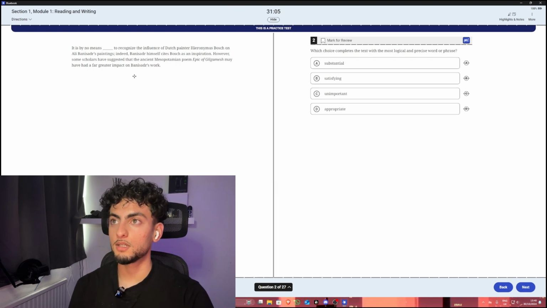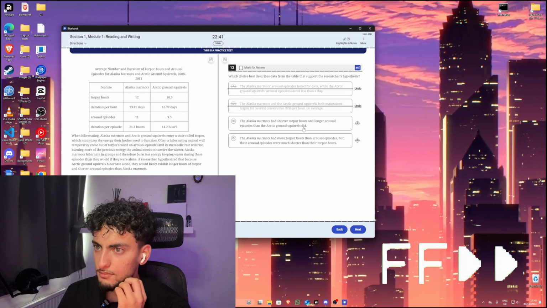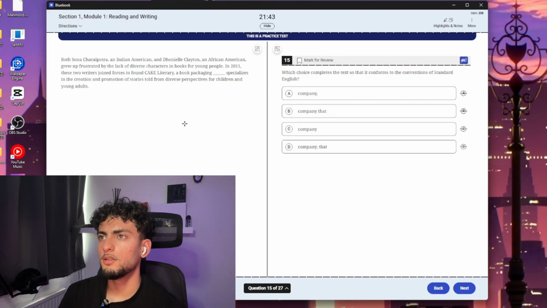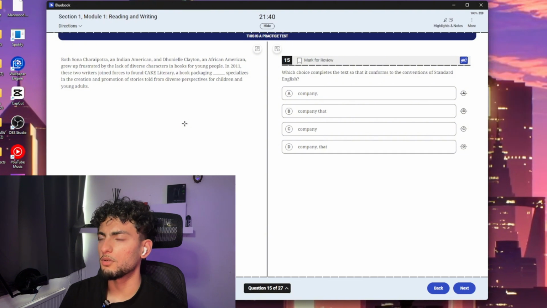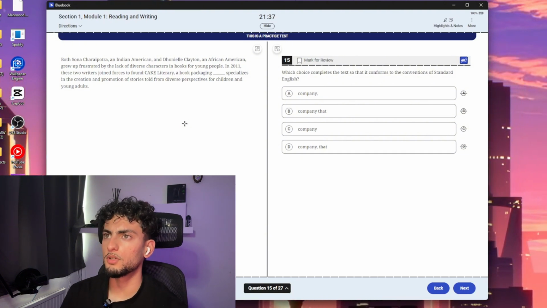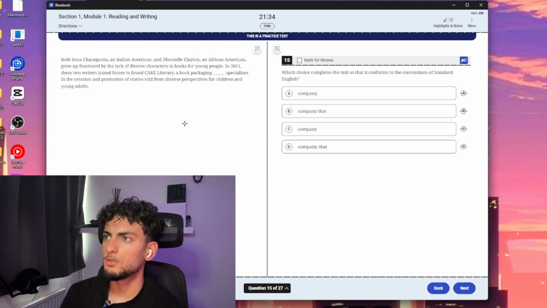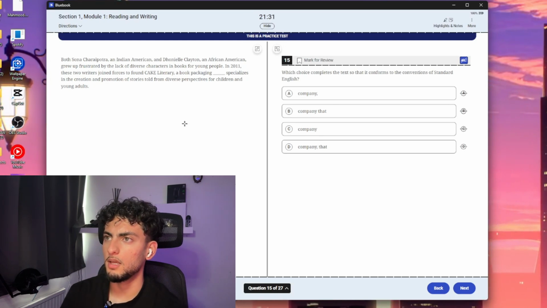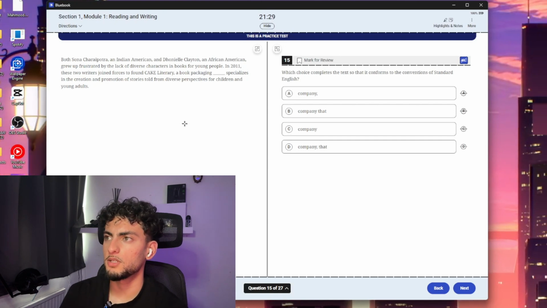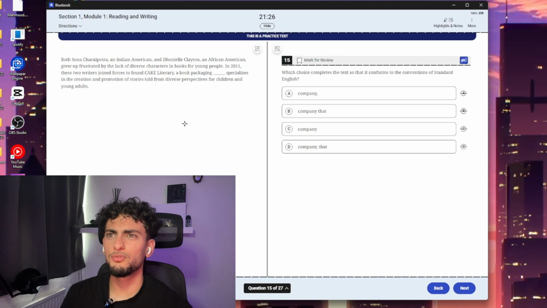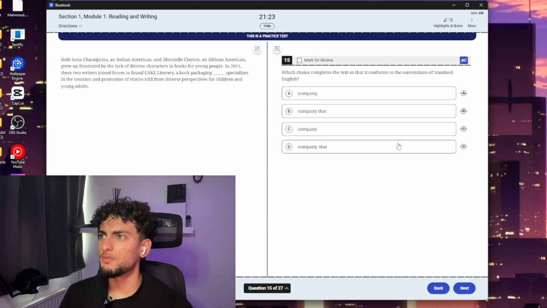Is by no means blank to recognize the influence of the Dutch painter Hieronymus Bosch on something. Is no inspiration. That's substantial. They're trying to say like it's not enough, maybe. Honestly, I'm just flying through songs. Both Sona, an Indian American, and Donnell, an African American, grew up frustrated by the lack of diverse characters in the books for young people. In 2011, these two writers joined forces to found Cake Literary, a book packaging blank specializes in the... Okay, there's actual grammar rules in this? Oh wait, are the American grammar rules different to ours?